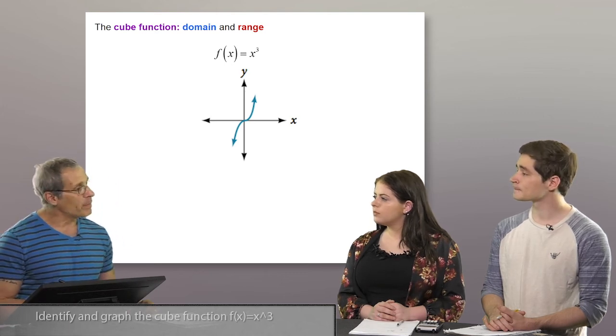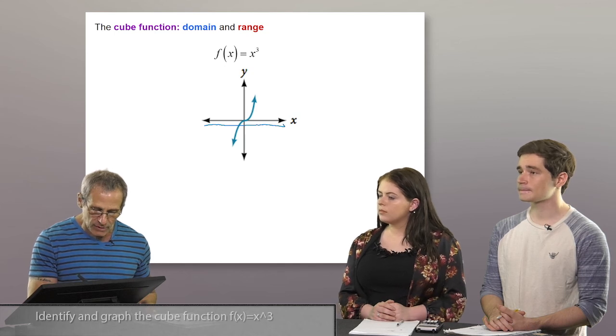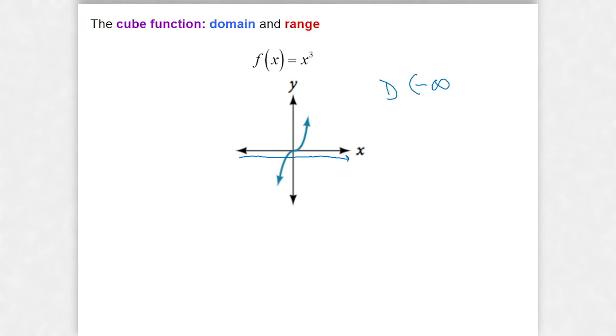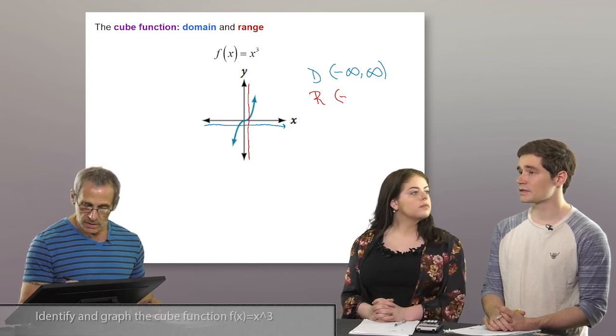If I want to look at the domain, I look from left to right, and it seems the graph extends from left to right forever. So the domain would be -infinity to infinity. For the range, notice that this graph extends down to up forever as well. So my range similarly would be what? Negative infinity to infinity.